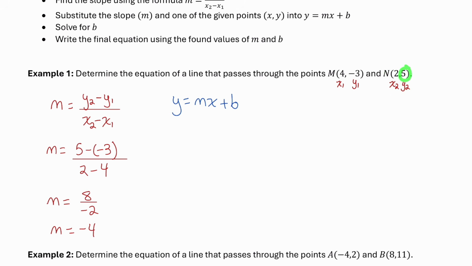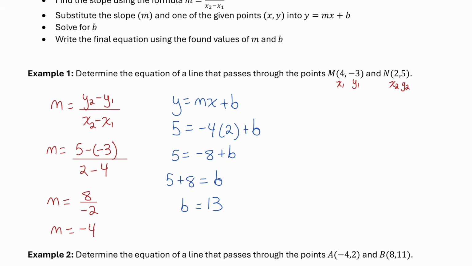So I'll use 5 for y, negative 4 for m, and 2 for x, which gives me 5 equals negative 8 plus b. Move the negative 8 to the other side by adding 8, and I get a b value of 13. And if we had used this first point, point m, instead of point n in for x and y, we would have gotten the exact same b value. So my final answer, subbing in for m and b, I get y equals negative 4x plus 13.